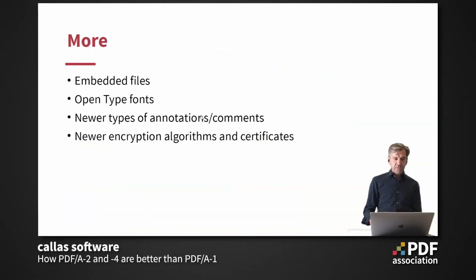That's implementation limits. There are more of this kind. There are embedded files, OpenType fonts, newer types of annotations and comments, newer encryption algorithms and certificates. So there are many things that are allowed in PDF/A-2 or even newer PDF/A-4, where a conversion engine doesn't have to limit the result so much as it has to do for PDF/A-1.